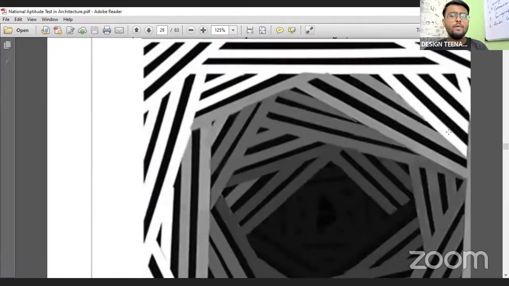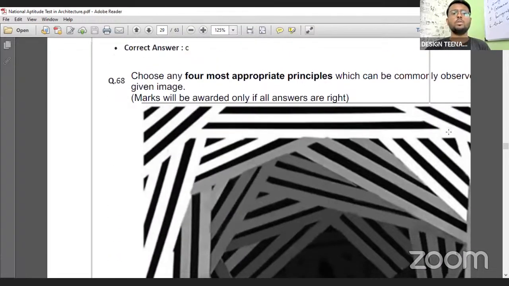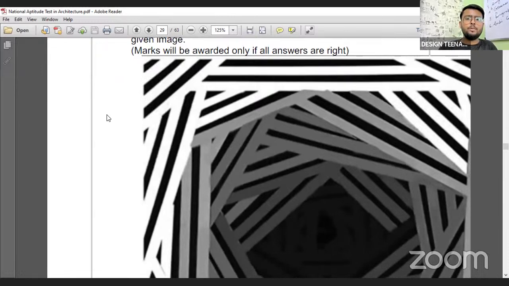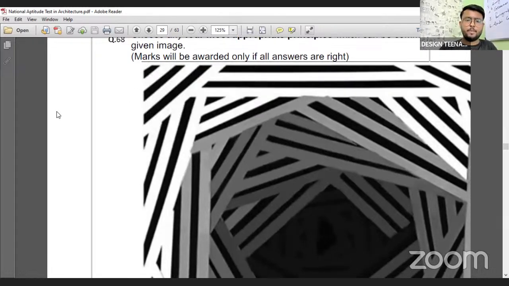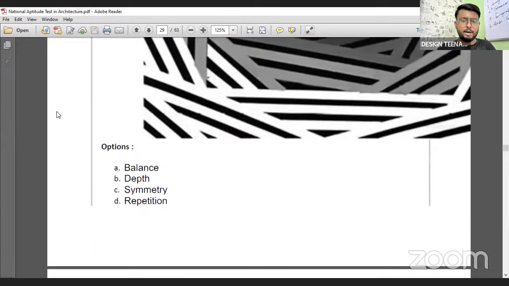Okay, now we will again move ahead with our very important part, which has taken the maximum amount of classes to be discussed. We have discussed our design principles, visual principles also. What they have told is the appropriate principles; they have not mentioned visual or design. Marks will be awarded only if all the answers are right. These questions are having 3 marks.